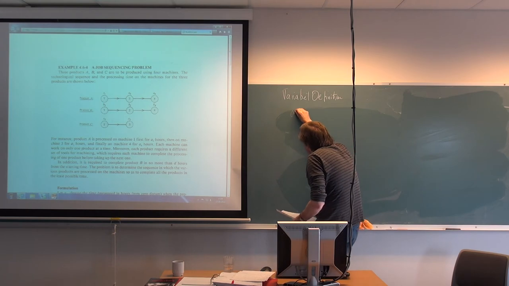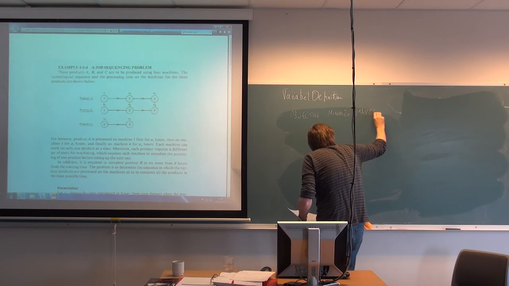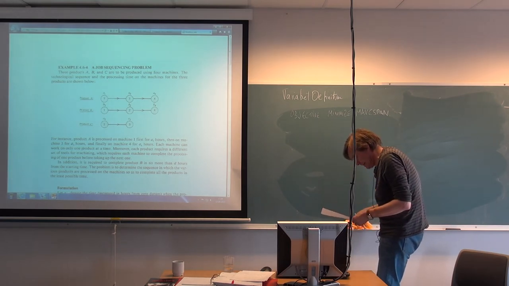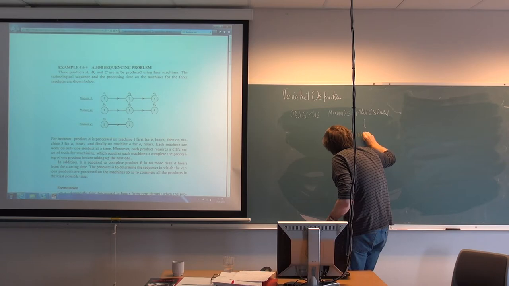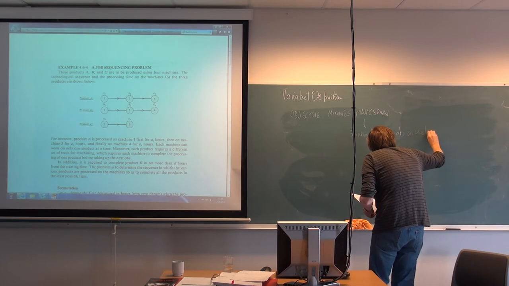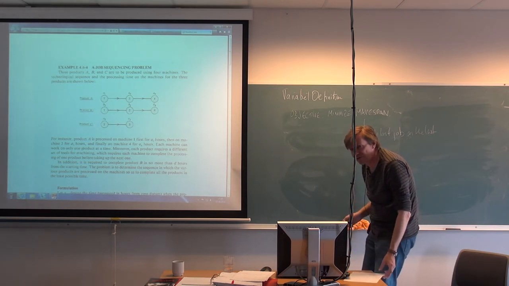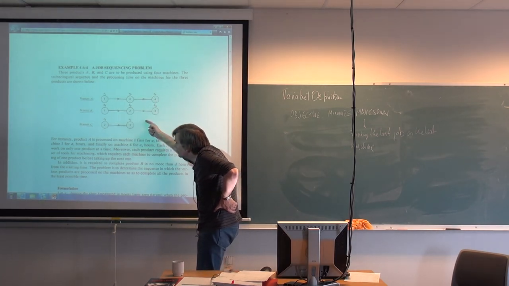So our objective, we choose it to be minimizing makespan. We're actually performing our production as fast as possible. That's another way of saying that. Now the makespan is the same as finishing the last job on the last machine. So the makespan is the job which finishes last on this machine, or on this machine.